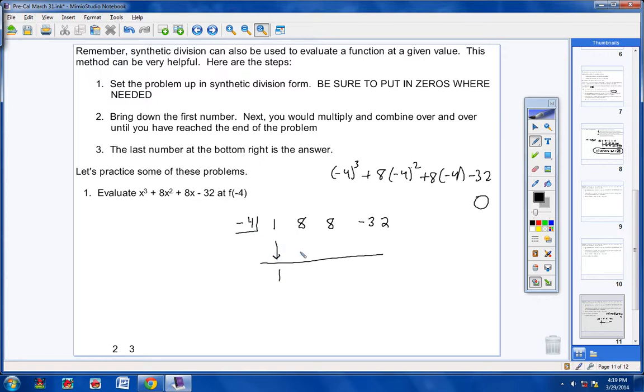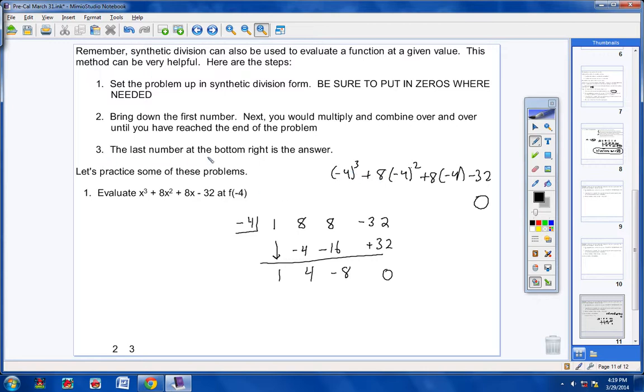So bring down your 1, negative 4 times 1 is negative 4, combine you get 4, multiply you get a negative 16, combine you get a negative 8, negative 4 times negative 8, positive 32, and you get out a 0. See how fast that was? That is so much faster than direct substitution up here. It's really, really fast.